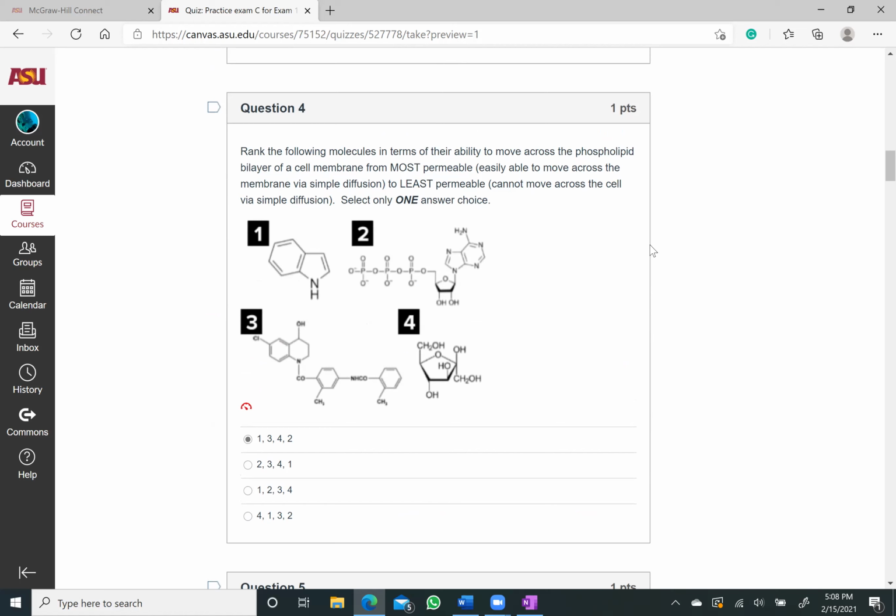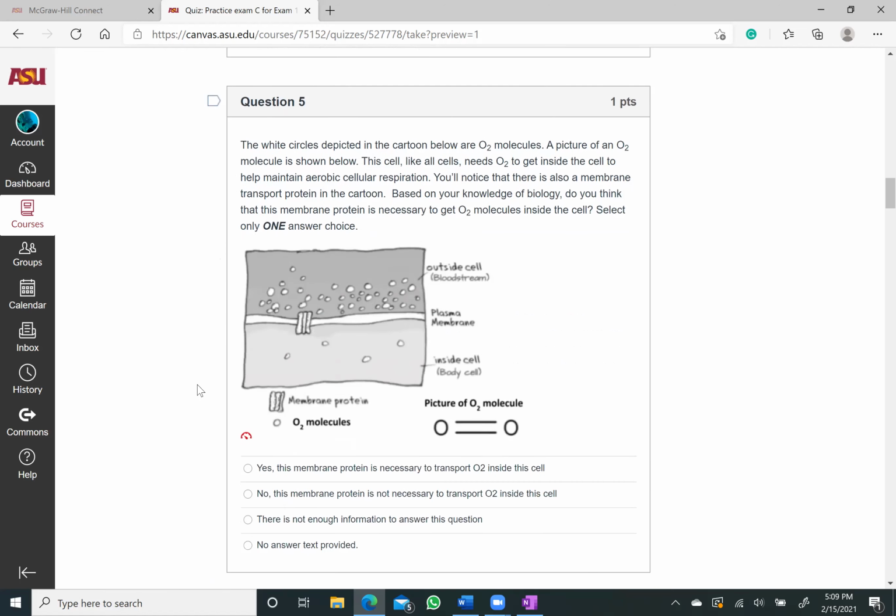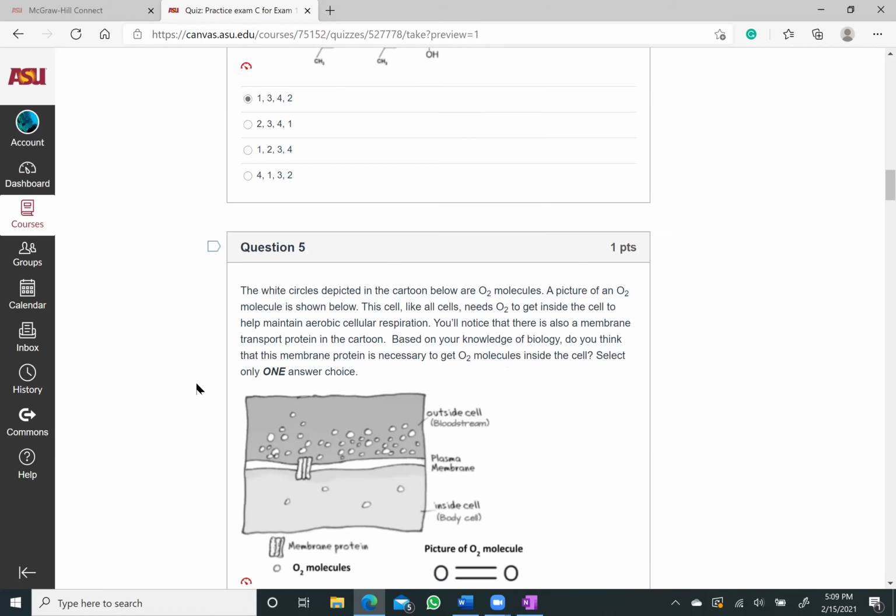Your things that are polar are usually going to need some type of transport, whether it's a passive one like a channel or it's active like a pump or something like that. Symporters, antiporters, they'll need that to get through. Does anybody have any questions up to this point?